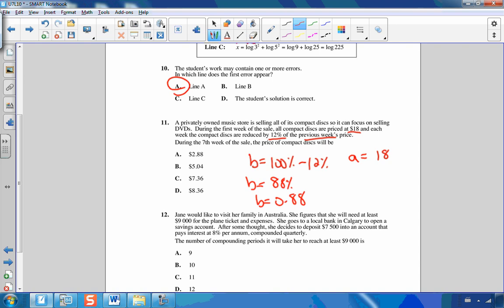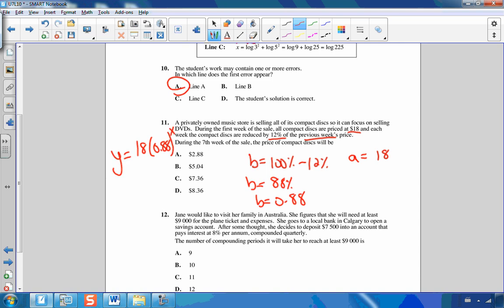Determine, during the 7th week of the sale, the price of the compact discs will be what? Okay, so during the 7th week, we are starting here, our very first reduction. Let's just think here. We're going to put this into our equation. y equals a times b to the x. So 18 times my base of 0.88, and that will be to the exponent of x.